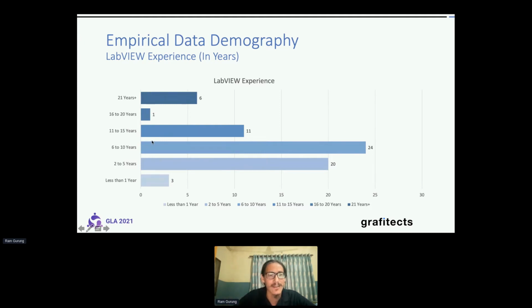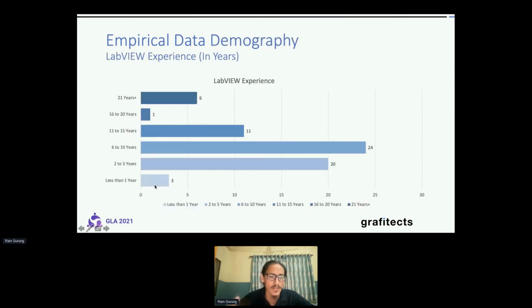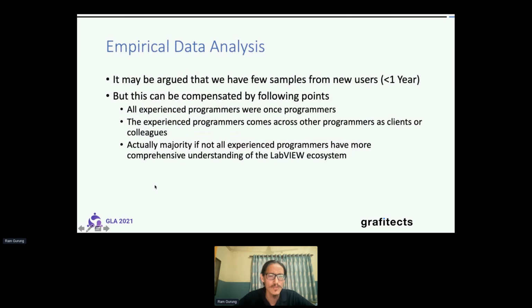As you can see, from 6 to 10 years up to 21, we got a majority of the people here. While we still got 2 to 5 years people, 20, which is also a good number. It was a good exercise, as we can see the perspective of all these people. Now, some might argue that very few samples are from new users. For example, here we're trying to look into the adoption of LabVIEW. So people might argue, but there is a compensation factor here.